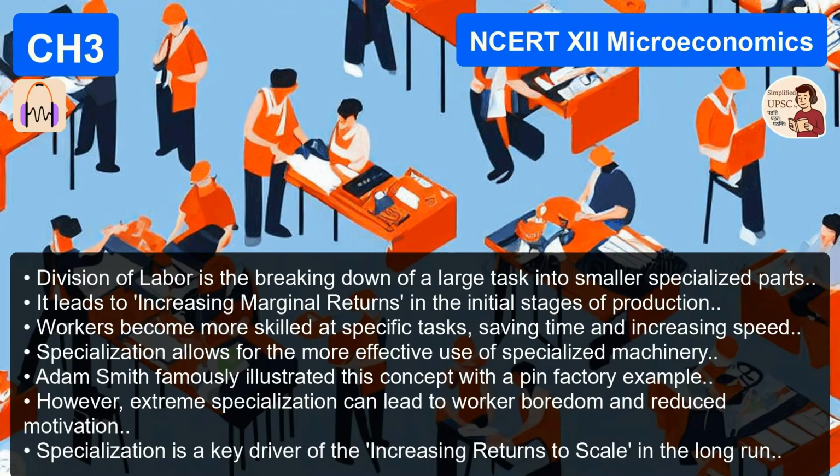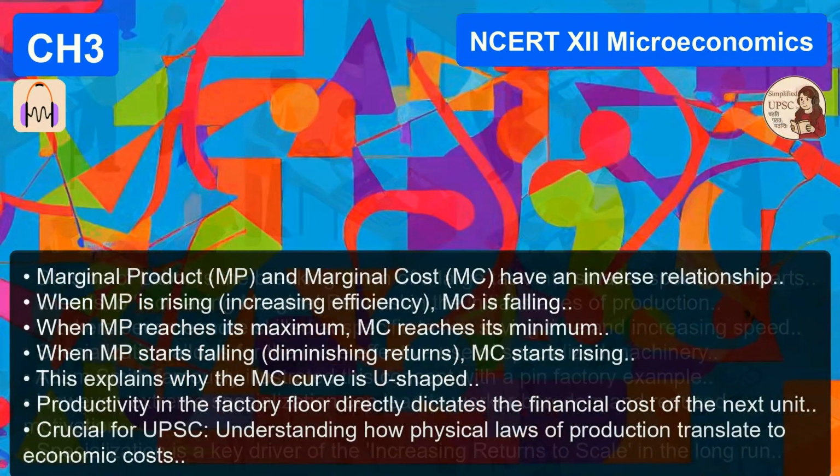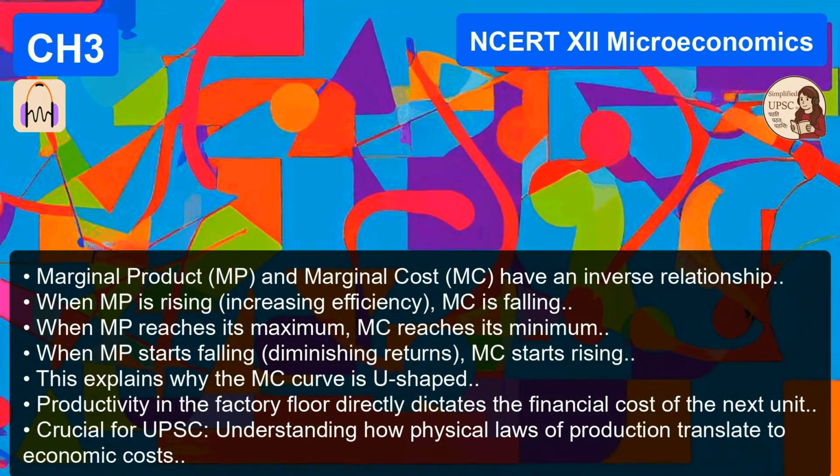Yes. The third worker might add 12 units. The fourth might add 8. The fifth might add just 2. Total is still going up, but the extra amount you get from each new hire is shrinking. And if you keep going, if you just keep hiring... Eventually, MP can become negative. If you hire the 50th worker in a tiny room, you might just get in everyone's way, knock things over, distract people. Yeah. Total output actually shrinks.